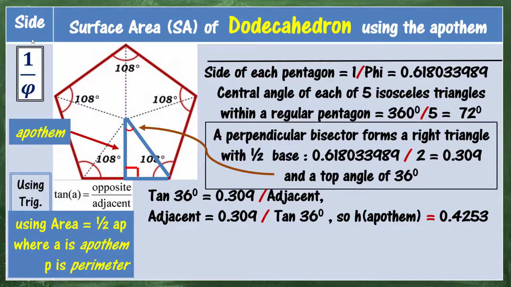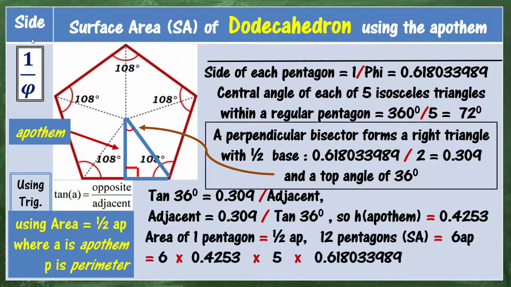But before I do that, I recall that the dodecahedron is 12 regular pentagons. So then that will be surface area equals 6AP. And then I plug my numbers into that formula, and the answer I get is 7.89 square units.